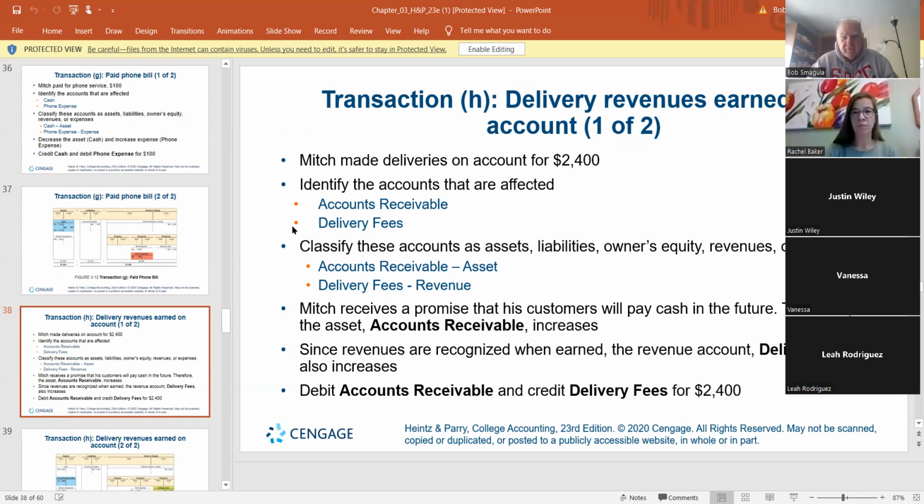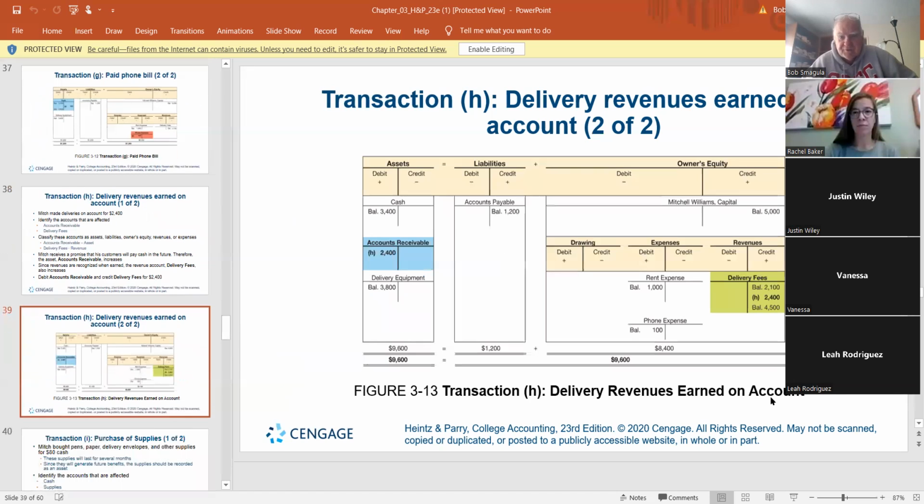So revenues are recognized when they're earned. So we are able to claim that income now. We are claiming that revenue now. That's a GAAP rule. You record revenues and expenses when they take place. It has nothing to do with when the money changes hands. So we're going to debit accounts receivable to increase it, and we're going to increase our revenues, called delivery fees, for $2,400.